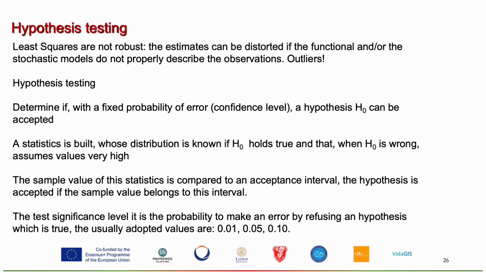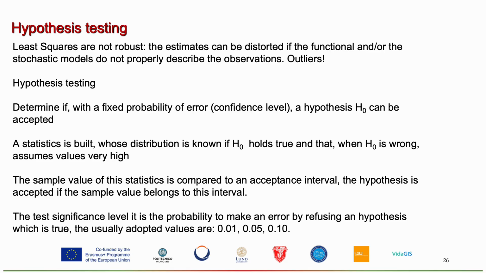This means that in our observations, at the global level or at the individual level, outliers are present. So, how to identify outliers? By hypothesis testing. The definition of hypothesis testing is simply to determine if, with a fixed probability of error that is named confidence level, a hypothesis H0 can be accepted.